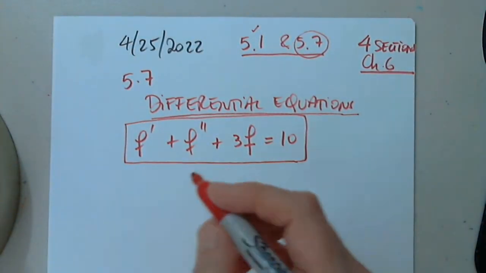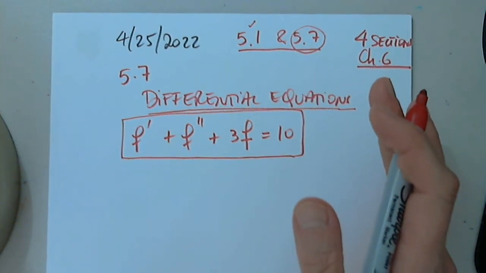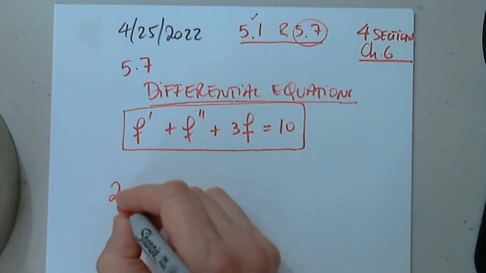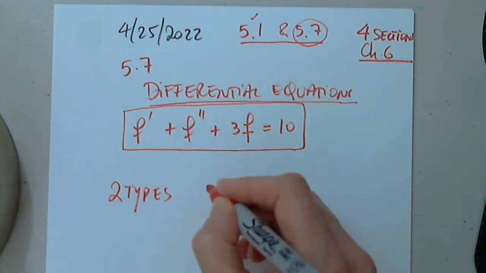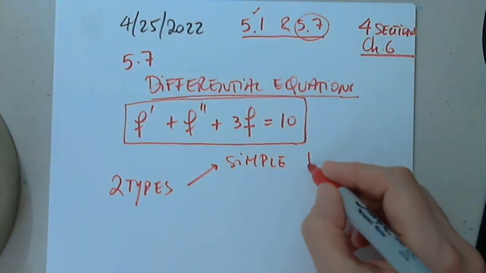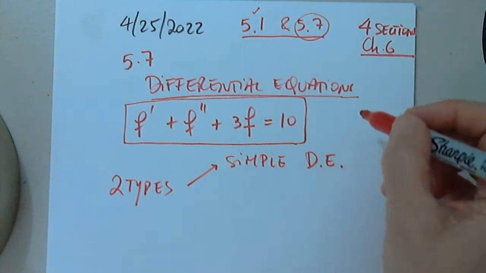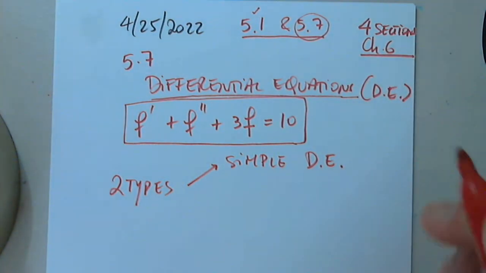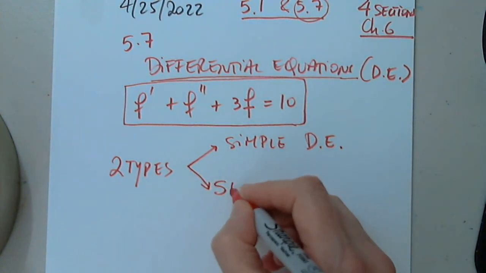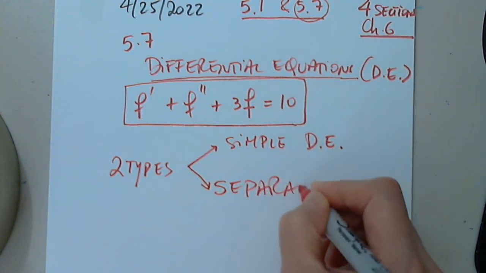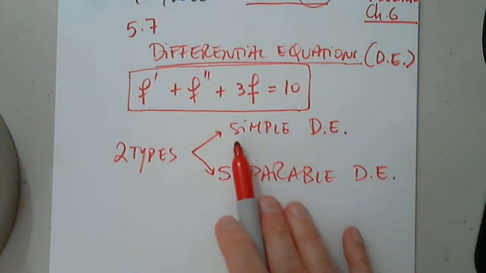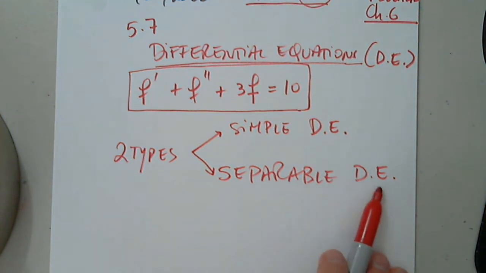Now, we are going to look at only two types. There are many types. There are several types. I shouldn't say many, but several types of differential equations. We're going to look only at two types. One type is just simple. It's called a simple differential equation, DE. The other one is something called separable. Very simple ones, and separable DEs.